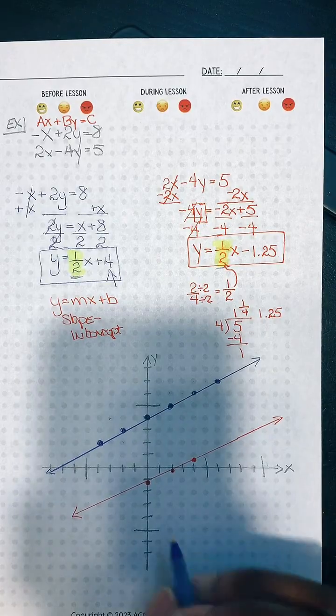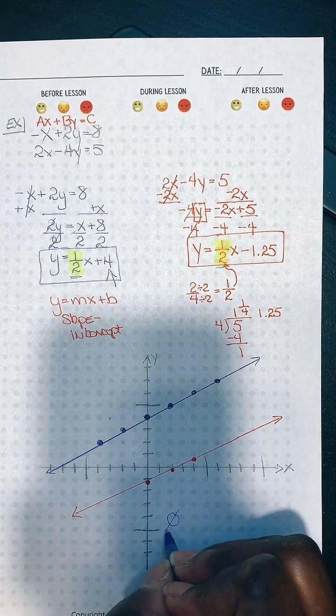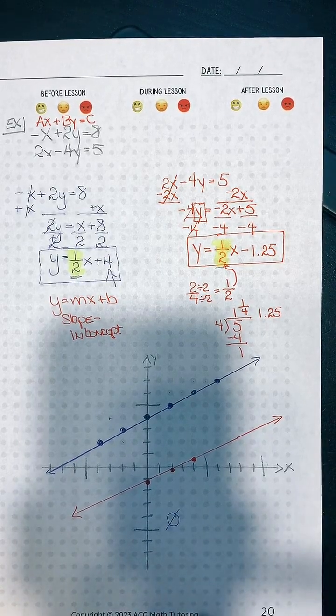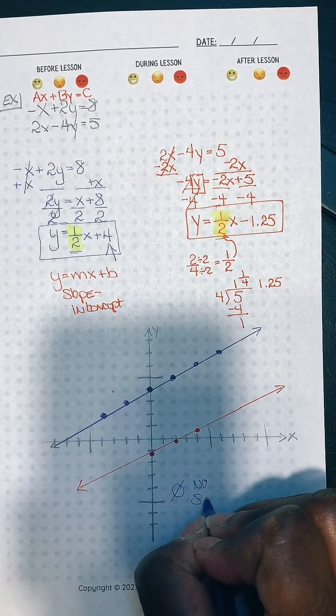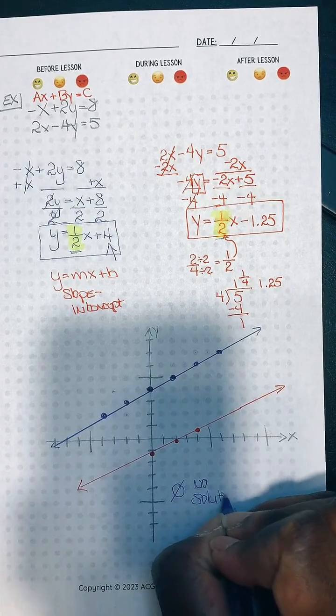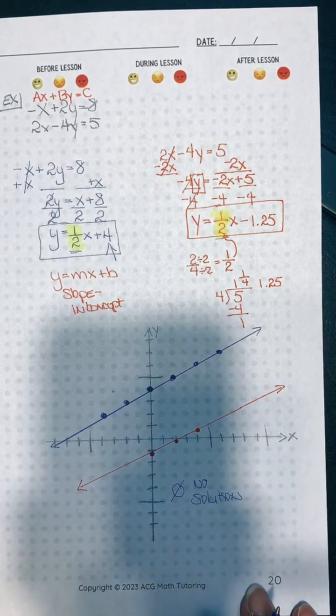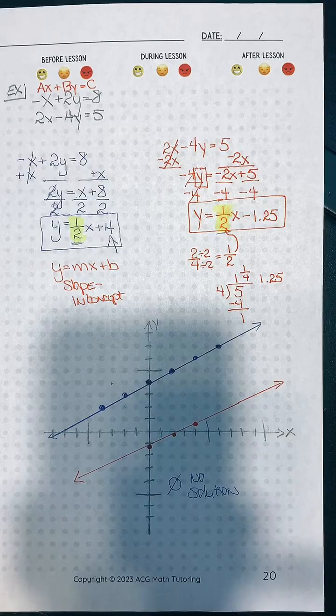Okay, some people will say there is no solution. And the reason why is they're not crossing. They're not intersecting. Yes, inconsistent. Good job.